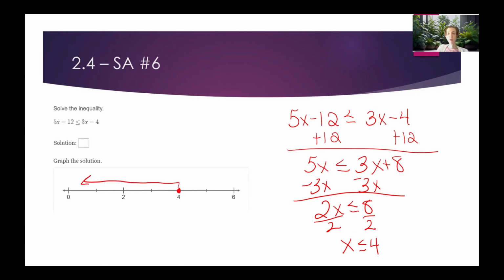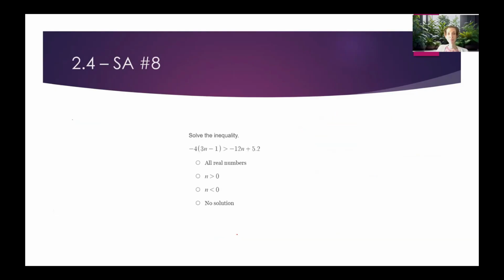And again, if you're not sure, just plug in a point. So plug in 0. And we're going to do 0 is less than or equal to 4. And is that true? It is, right? So then 0 has to be in my shaded area.